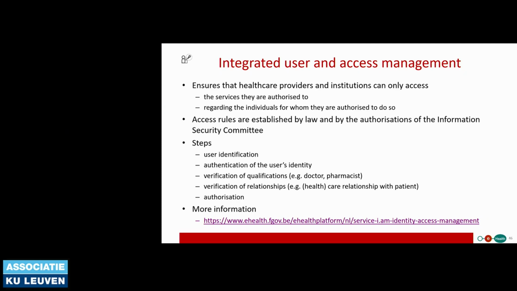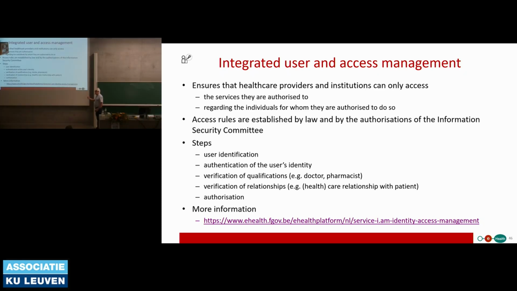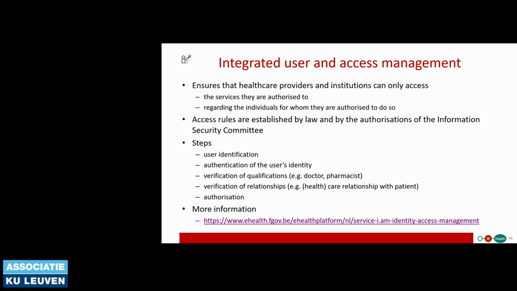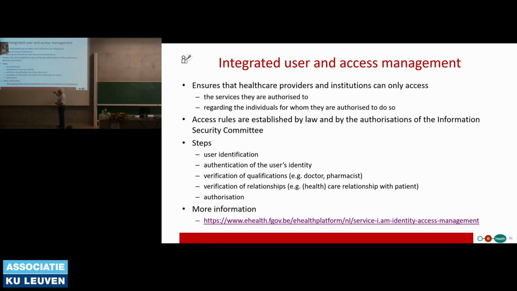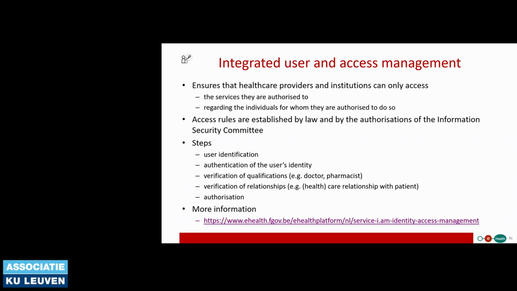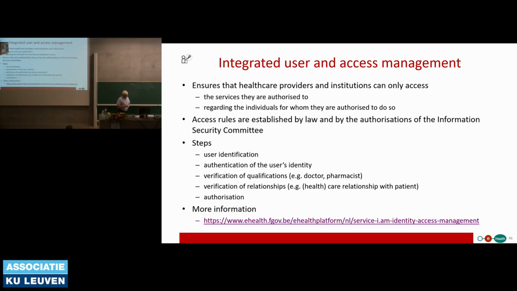Then we have to verify qualification. Is it a medical doctor? Is it a pharmacist? Is it a physiotherapist and so on? We have to verify relationships. Does this medical doctor have a therapeutic relationship with that patient? And then we have to authorize some things that can be done. Again, the rules, who can access what data, are defined by this Information Security Committee and laid down in regulation.